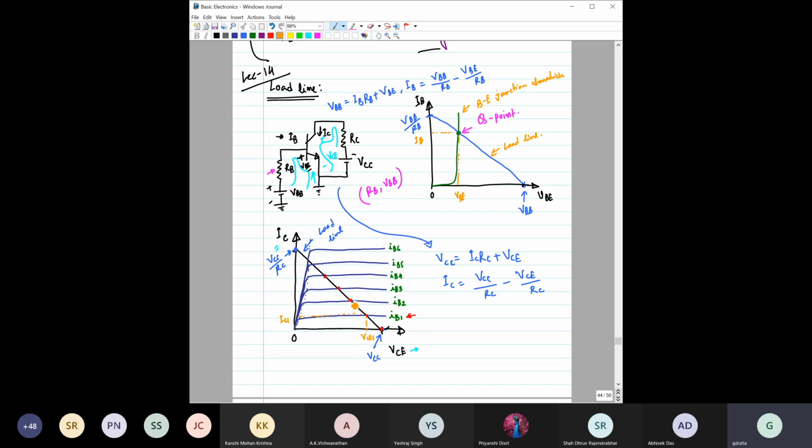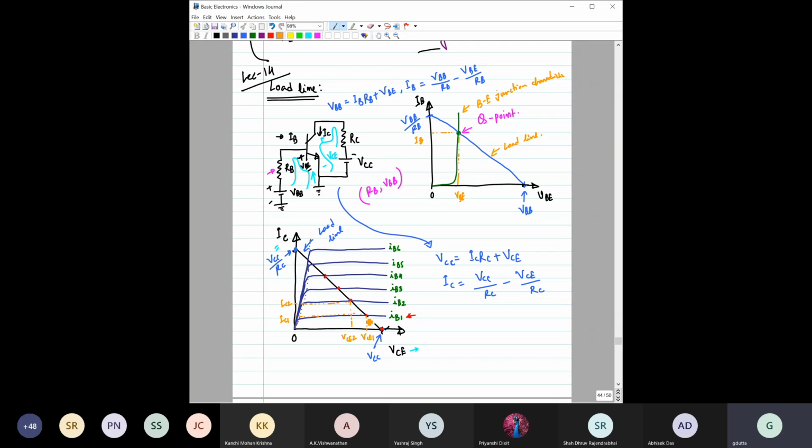Now, if you go to this place, the IC will increase, say to IC2, and your V of CE will reduce further and become V of CE2, right? And this is also expected from here, because as you increase IB, IC will also increase. As you increase IC, the drop across RC will increase. As this VCC is fixed, V of CE would also be expected to reduce, right? So that is what you are getting from this load line.